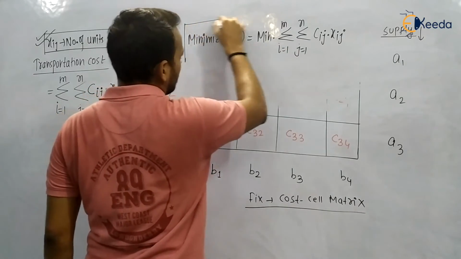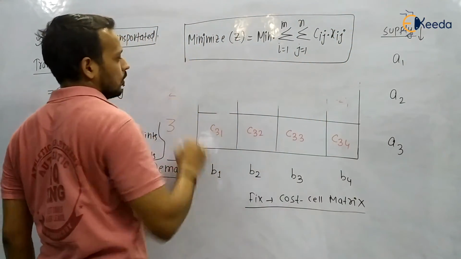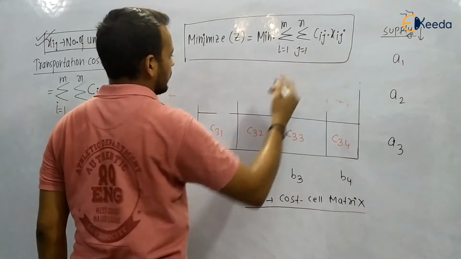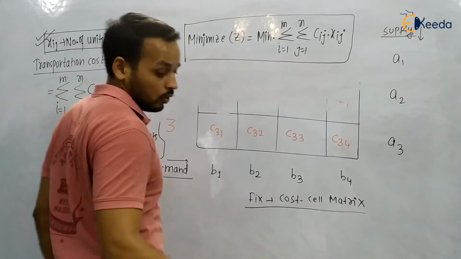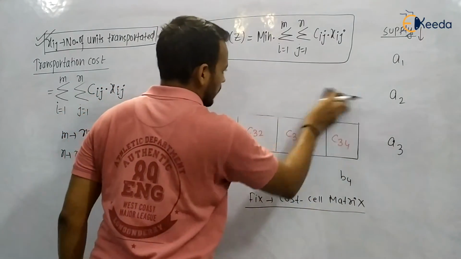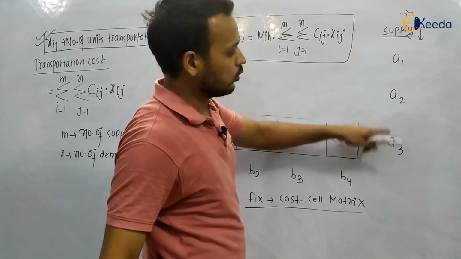So the answer is going to be the minimum of the total cost. You know c, you know x, and you have to look for one thing, the total supply. Look, the total supply is a1 plus a2 plus a3.